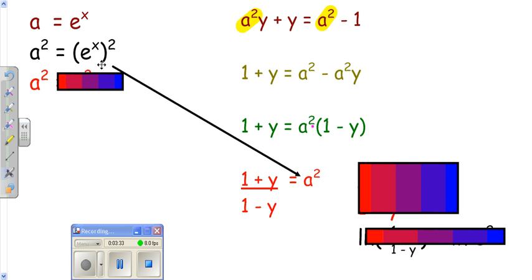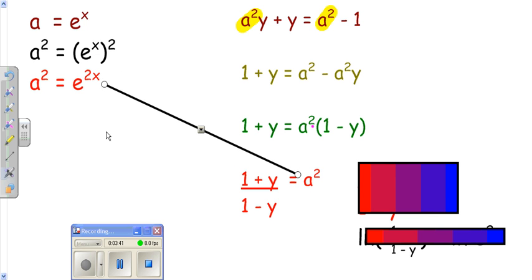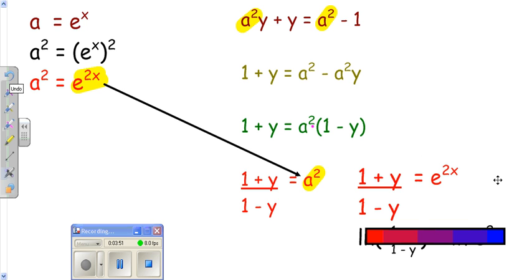Left side is this. Here on the right, we have an exponent raised to an exponent, so you've got to multiply your exponents. So all we're going to do is replace your a squared with what a squared is. So we're going to not have this, we're going to write this. Well, when we do that, we just have this here.